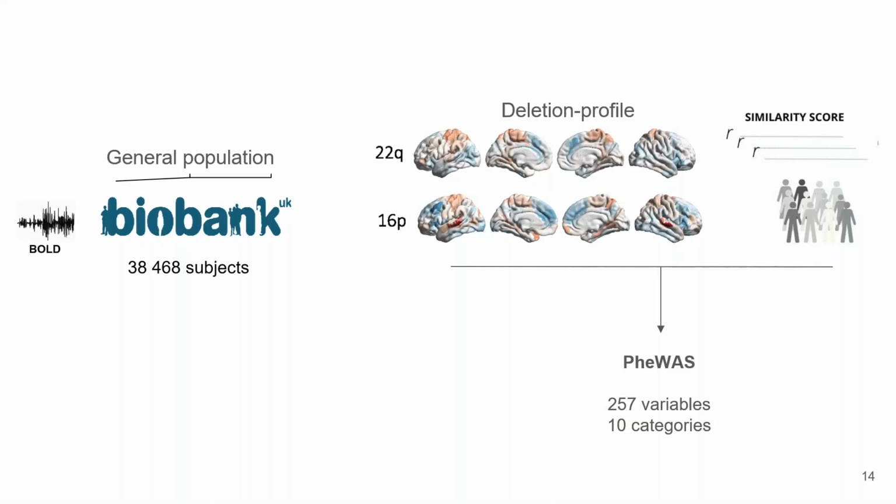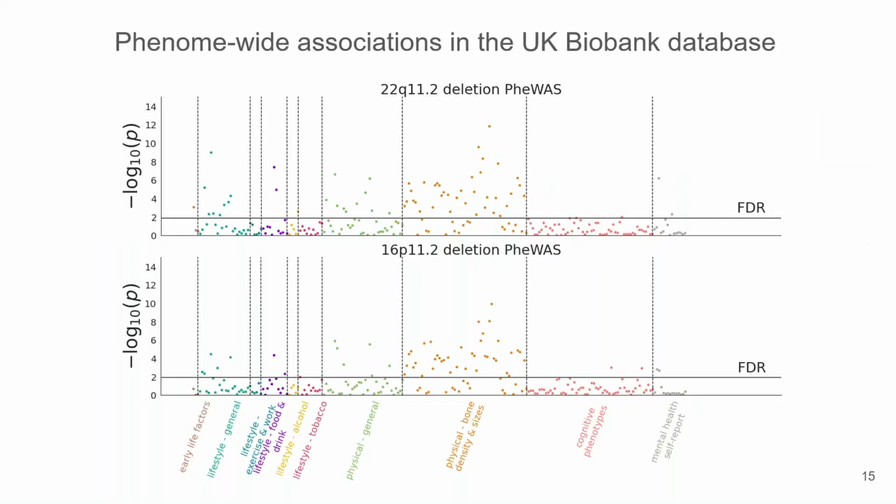So this strategy consisted of computing the similarity of each UK Biobank subject to our deletion profiles, and then computing this phenome-wide association study with 257 variables available across 10 categories of phenotype encompassing cognitive, mental health, lifestyle, and also physical domains. Okay, so we were able to observe significant associations across multiple traits. As we can see, there are significant associations in lifestyle, mental health, and specifically also in physical traits, like bone density and size, which is interesting.